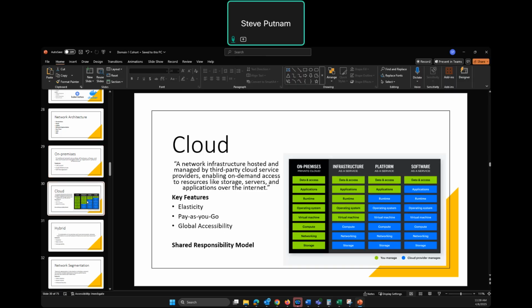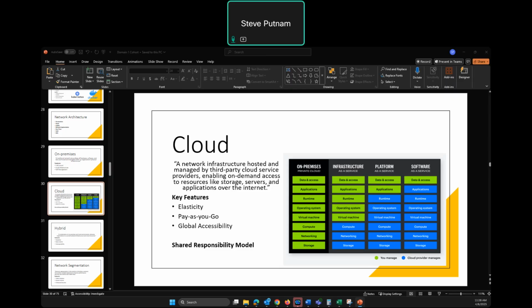If we look at the cloud in comparison, right? The cloud is network infrastructure hosted and managed by third-party cloud service providers like Azure, AWS. It enables on-demand access to resources like storage, servers, and applications. It's very elastic. You can grow and shrink based on your current workload or your need. And it's very simple to spin up another server or another virtual machine or another network device. And generally, it's pay as you go, so you only pay for what you consume.